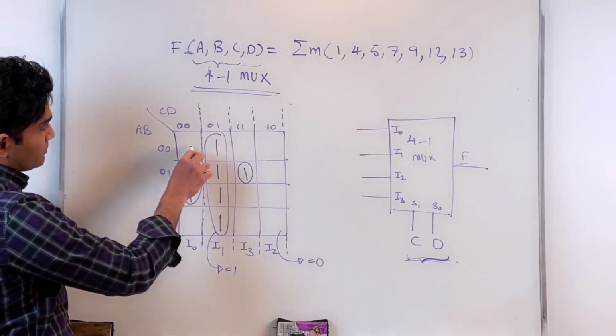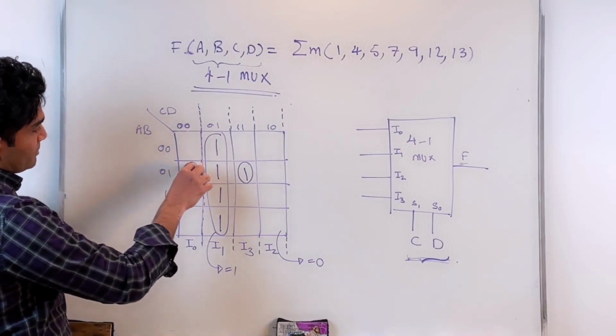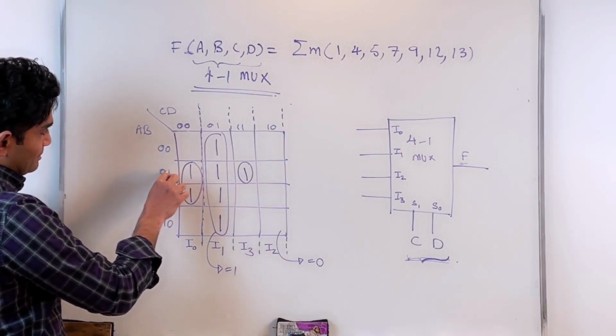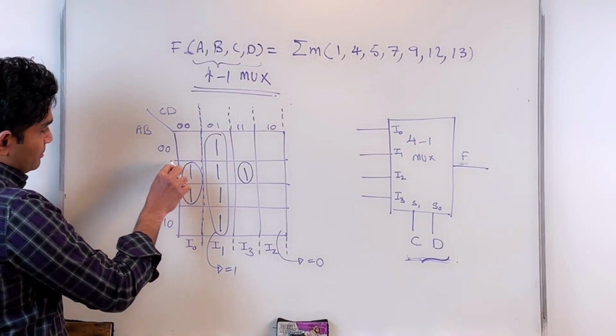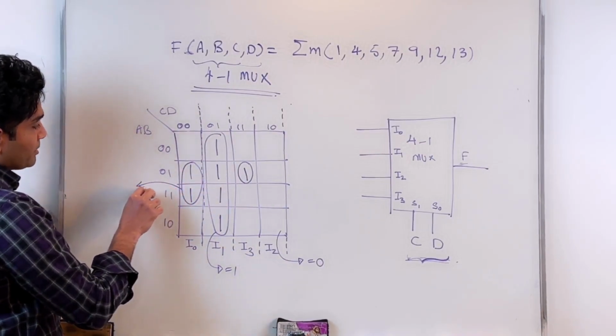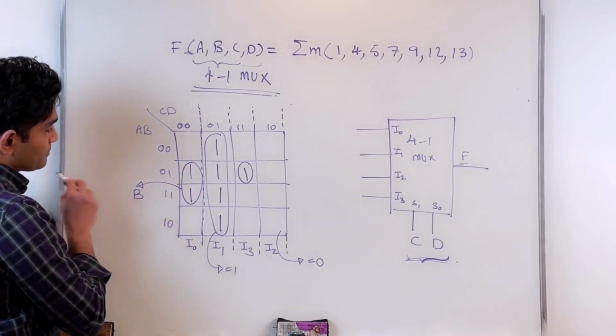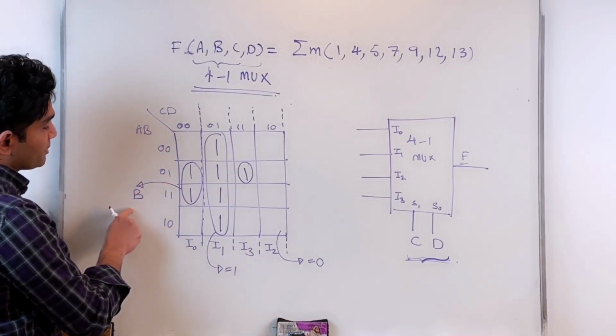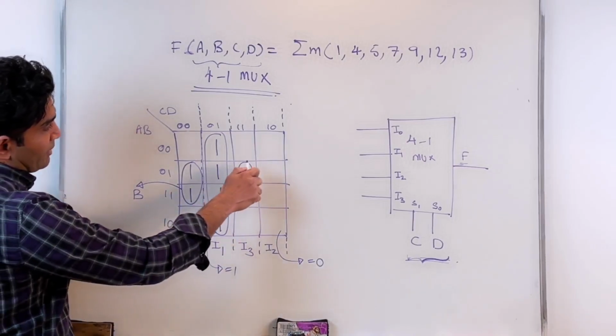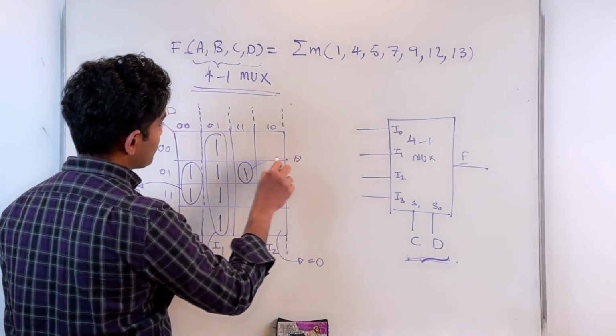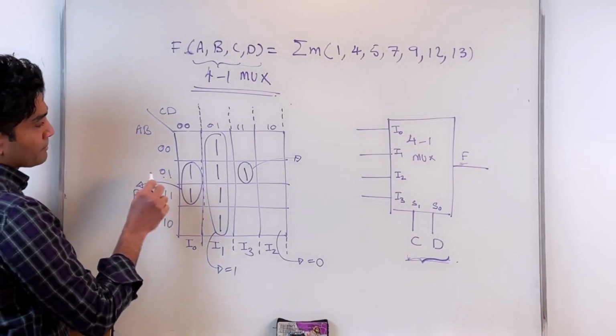Here I have 2 ones. So I'll be looking at these. So what I'm going to get as a product term here is I keep the one that does not change, which is B. So that's B. Right? A changes, B comes out. And finally we have here, that corresponds to A prime B.